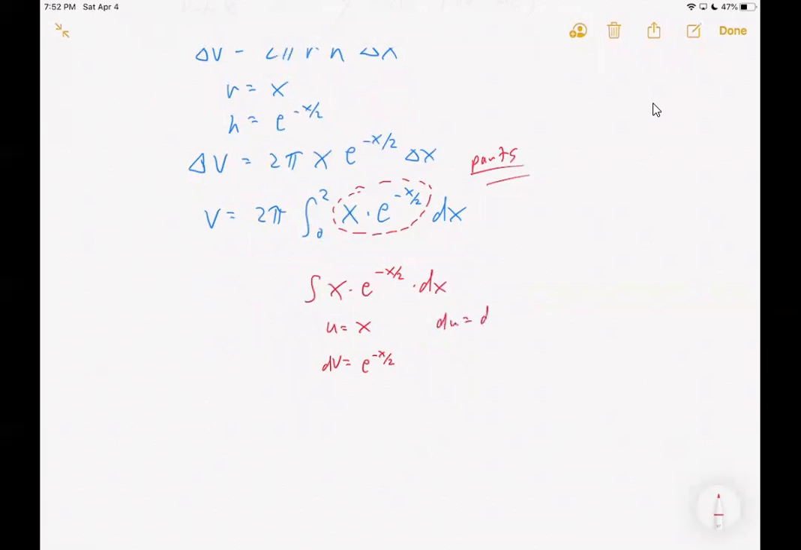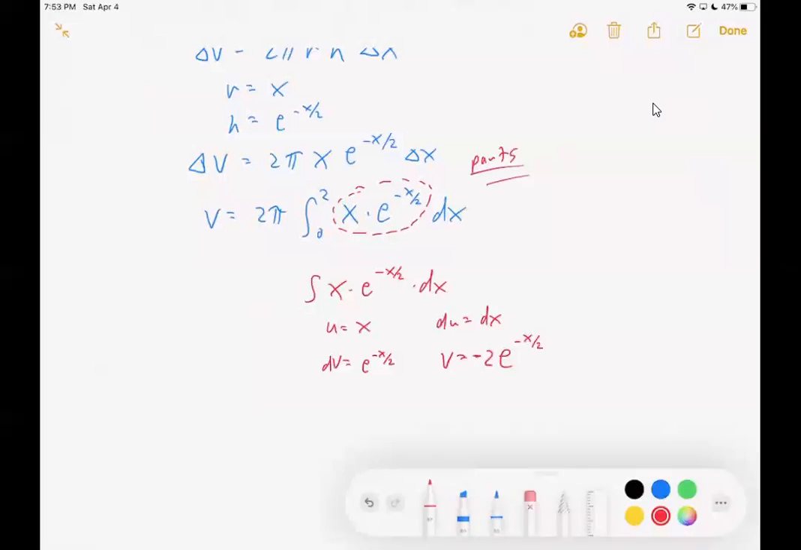du will be dx. v is the antiderivative of e to the negative x over 2. So we know we'll have an e to the negative x over 2 back again. But we know if we were taking the derivative, we get an extra factor of negative 1/2. So the antiderivative must have an extra factor of negative 2. You can check if that's right by quickly taking the derivative of all of that by the chain rule, and you will see that you get back to e to the negative x over 2, which means you're correct.